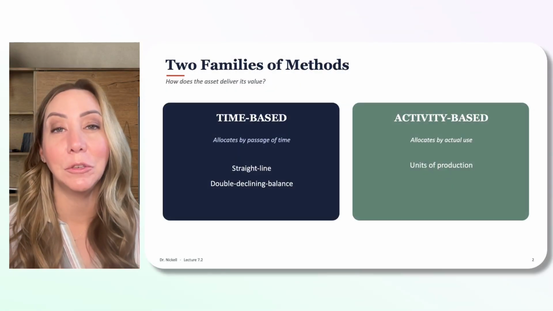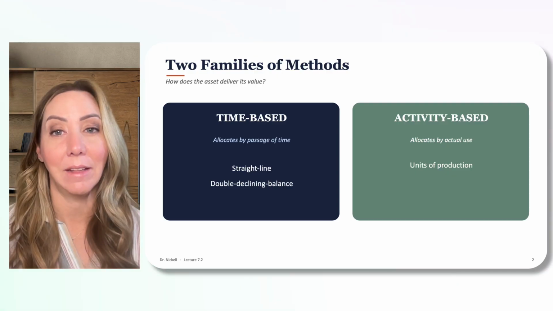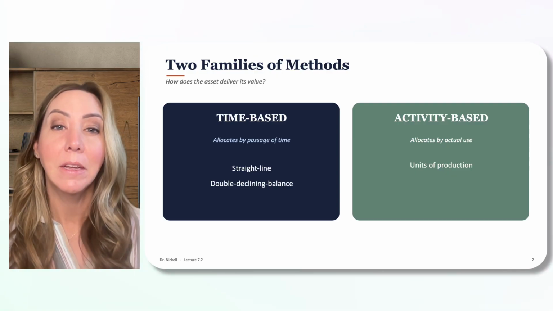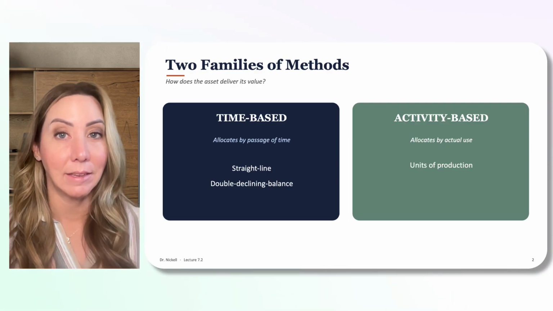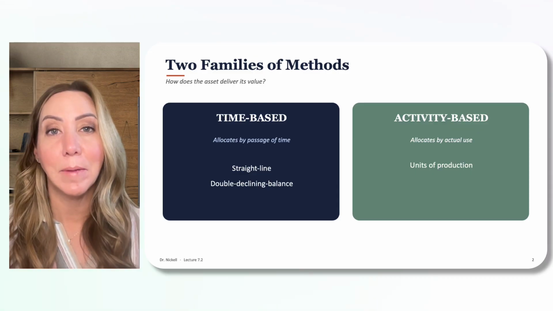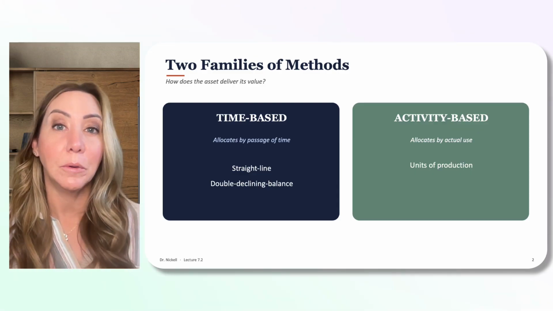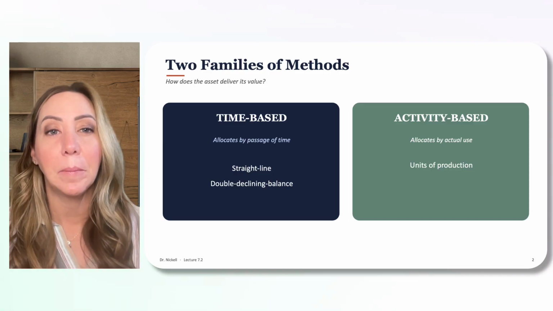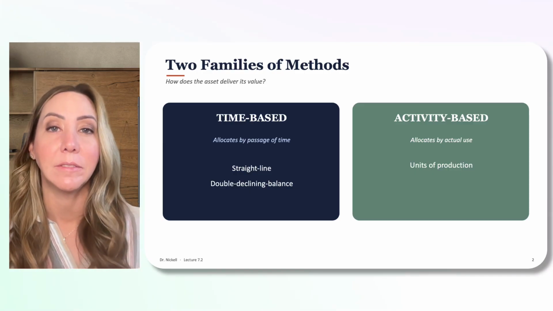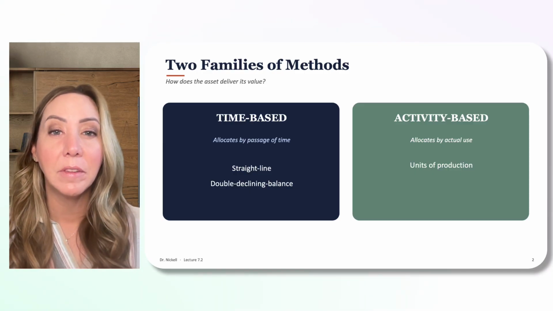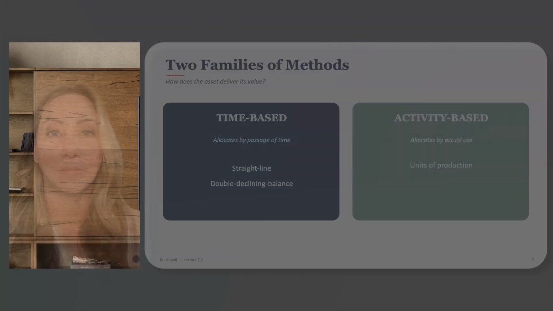Depreciation methods fall into 2 different groups. Time-based methods allocate cost based on the passage of time. Those include straight-line and accelerated methods. And activity-based methods allocate cost based on how much you actually use the asset, units of production. The right choice depends on how the asset actually delivers its value. Does it wear out mostly with time or mostly with use?